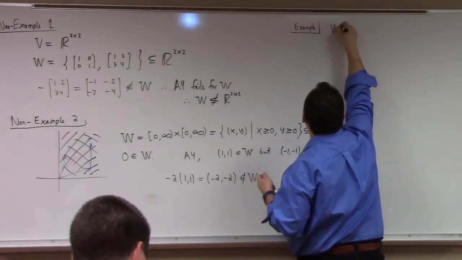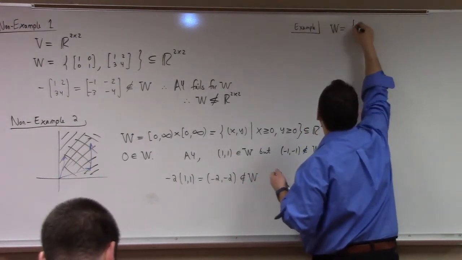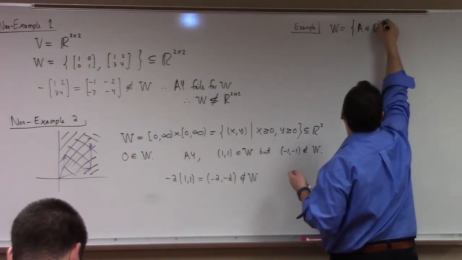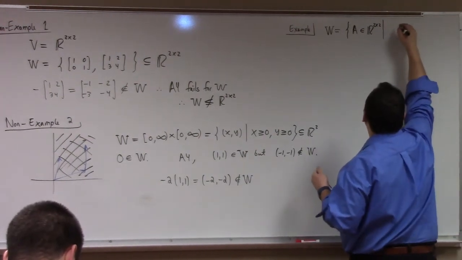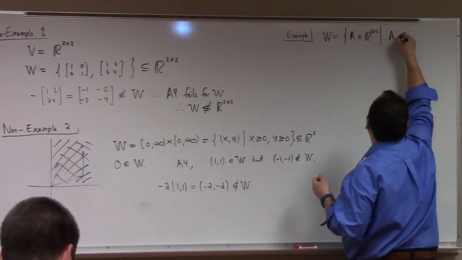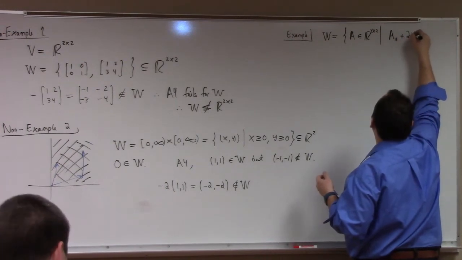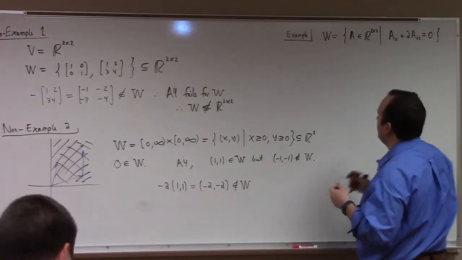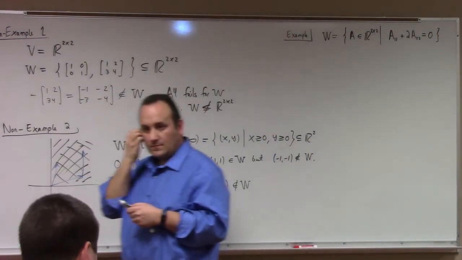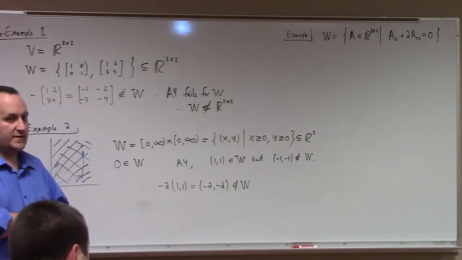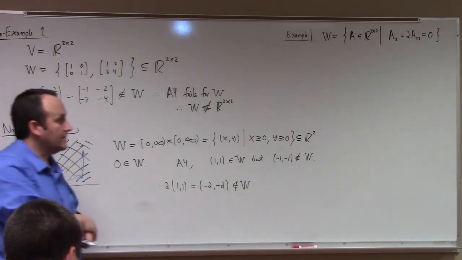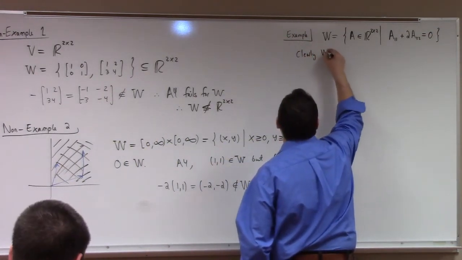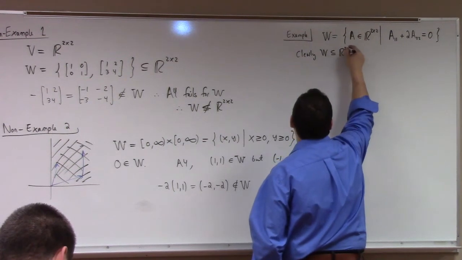So let W equal A in R2 by 2 such that A11 plus 2 times A22 equals 0. Is this a subset of R2 by 2? All right, so we got that done.